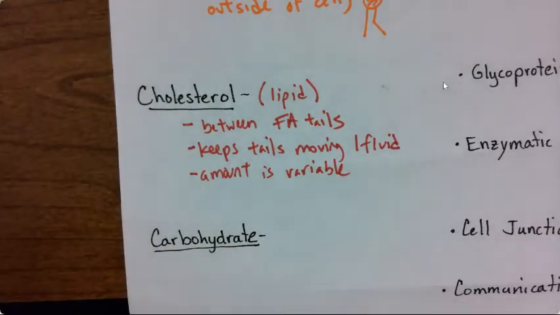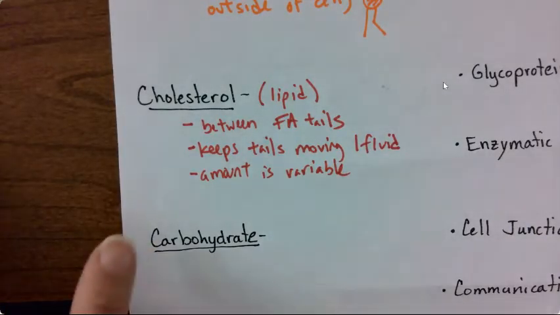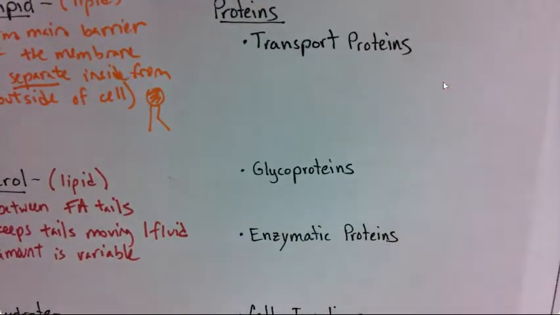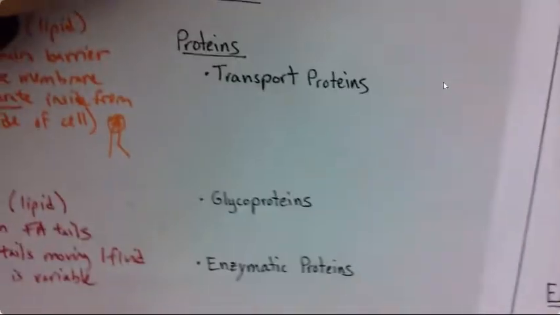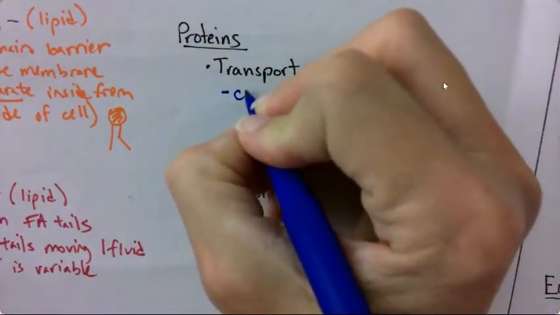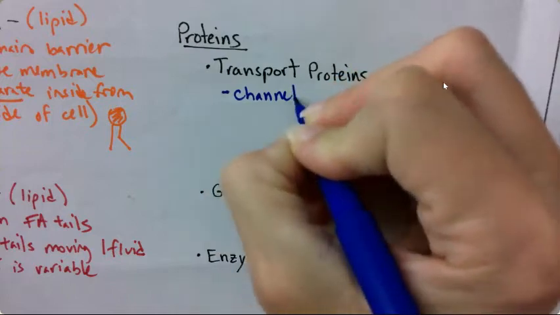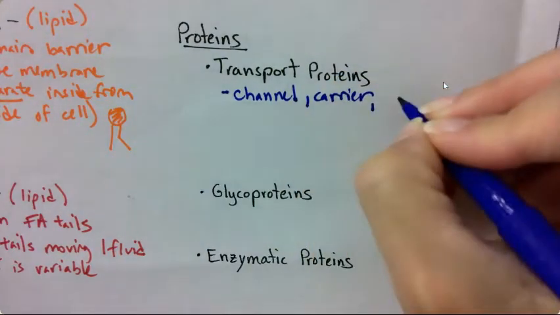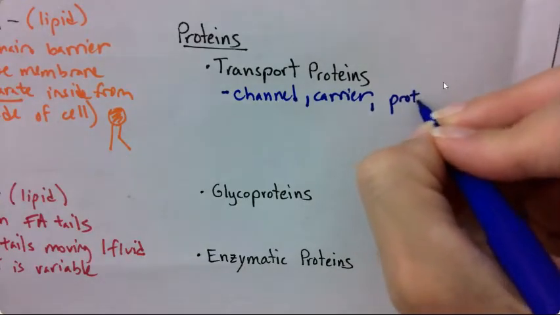Okay, so carbohydrates we're going to get to in just a second, but I want to at least talk about some of these proteins first. These proteins are incredibly important. Proteins have a diverse type and varied functions in the cell membrane. Okay, so transport proteins, we'll talk about this more when we get to passive and active transport, but we can have channel, we can have carrier proteins, we can have channel proteins, we can have protein pumps.